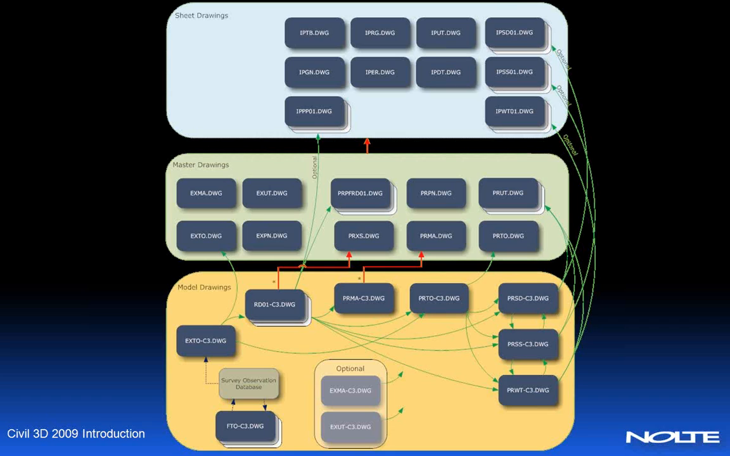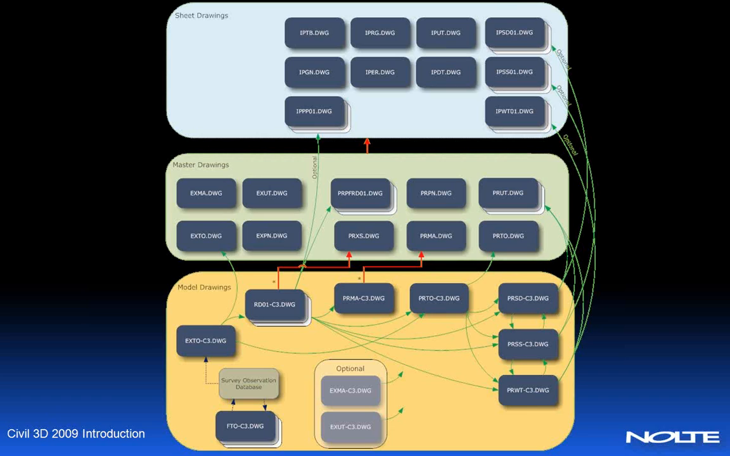So we're now segregating our drawing files into three different categories. We're going to have our master files, which are very similar to what we're used to in the past, and then sheet drawings that we apply our title blocks and viewports to generate our plotted sheets. But now we're also going to have model drawings where we store the actual model elements. One thing you'll see here is that we've evolved into a standard where we name all of our model drawings by putting a -C3 on the end of the file name.